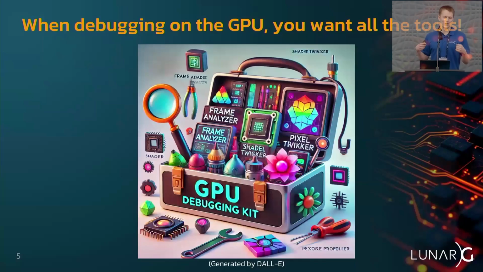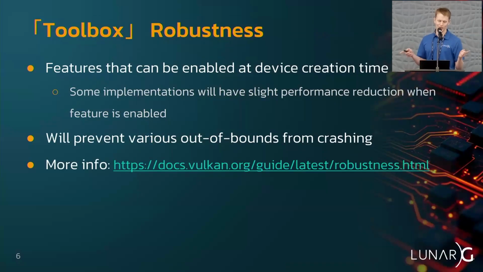So when you're debugging your GPU, you have to think of it like a toolbox. There's currently no one-fits-all tool. Depending on what you're doing, you're gonna have to pick the right tool for the right job to debug your GPU. And so we're gonna talk about some of these tools. The first tool is a smaller one. It's robustness. Who here has ever used robustness?